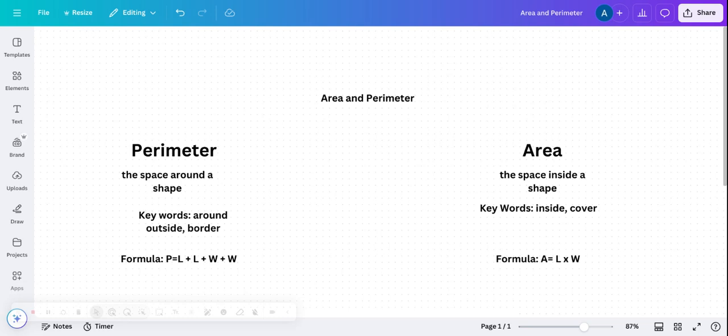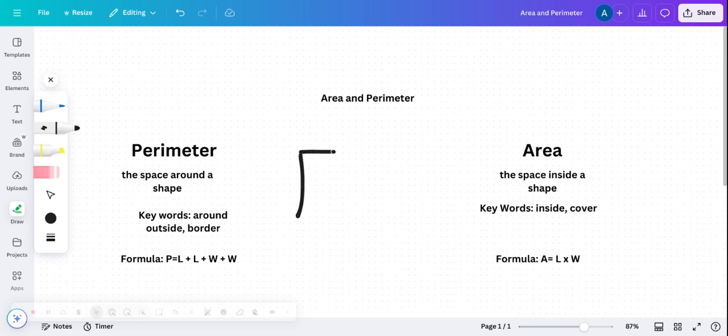Now, area is going to be the space inside a shape. Keywords are going to be inside. Sometimes you might see the word cover. The formula to find area is A equals L times W. So whenever we're finding area, we're going to be multiplying the long side times the short side. So let's just take a look at an example together.